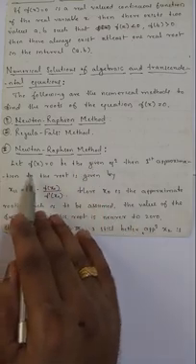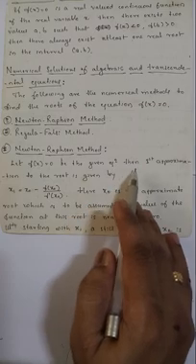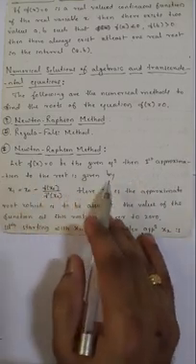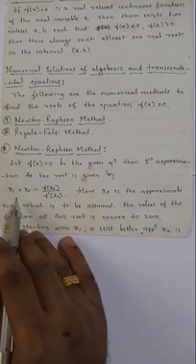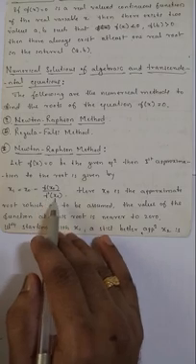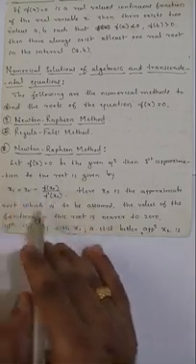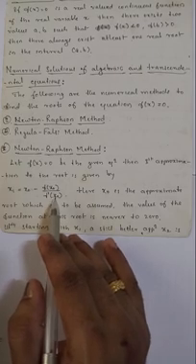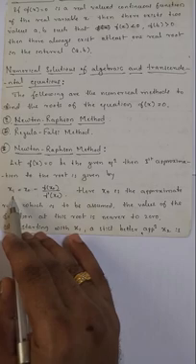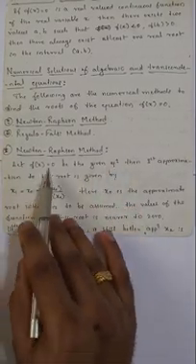Let f of x equal to 0 be the given equation. Then the first approximation to the root is given by x1 equal to x naught minus f of x naught divided by f dash of x naught. So this is the formula which gives the first approximation. This x1 represents the first approximation to the root.